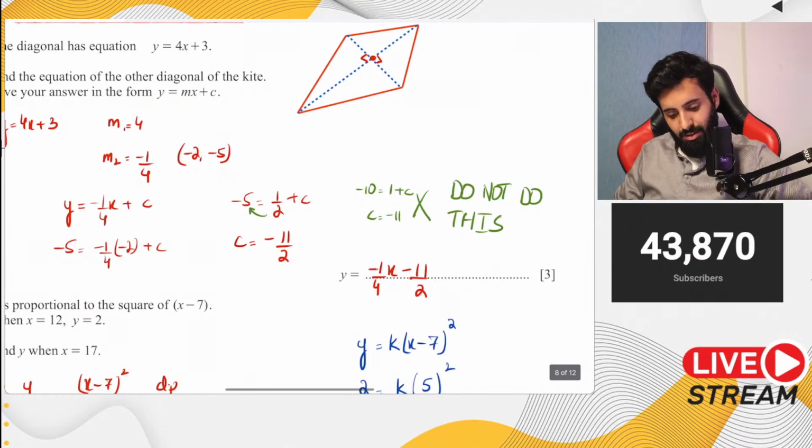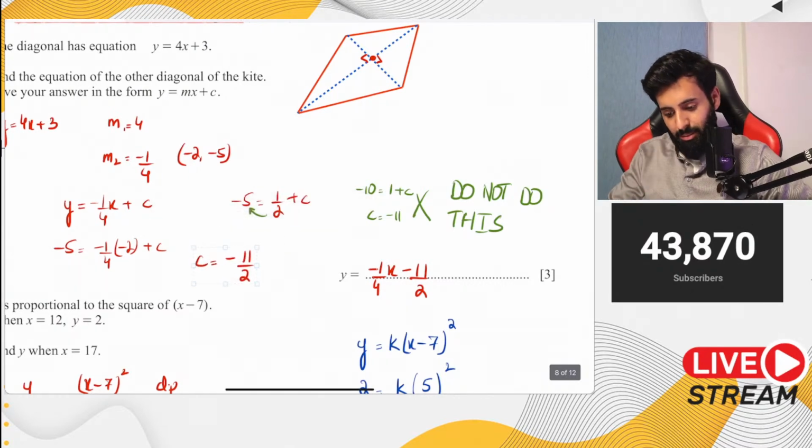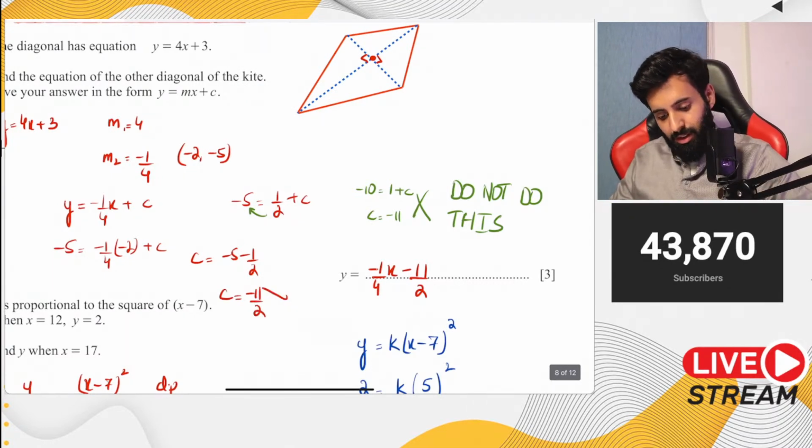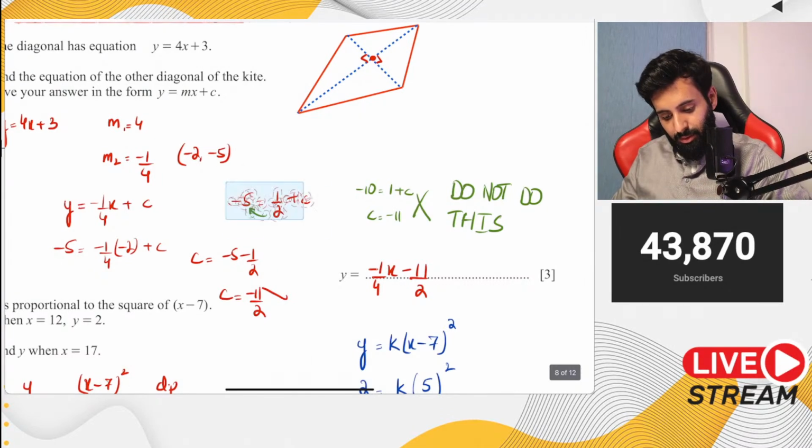So let me write here what I have done. So here's what I've done. What I've done over here is -5 minus 1 upon 2, which is equal to -11 upon 2. Okay, this is the correct way of doing it. Here, what I've done is the wrong way of doing it.